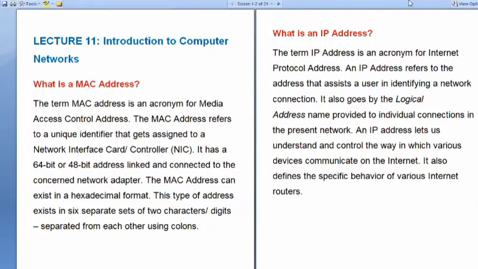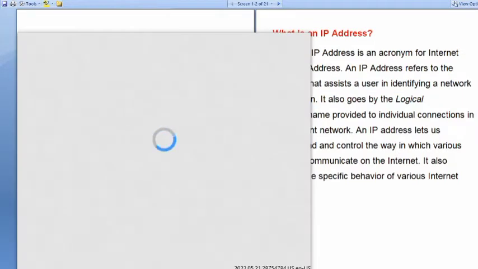Now coming to IP addresses. As I told you, the MAC address is the physical address, or the hardware address. It comes along with the device. Now coming to the IP address: the term IP stands for Internet Protocol address. I want you all to remember this. An IP address refers to the address that assists a user in identifying a network connection. Now let me explain it with the help of an example or diagram.